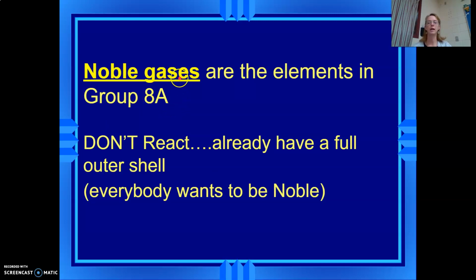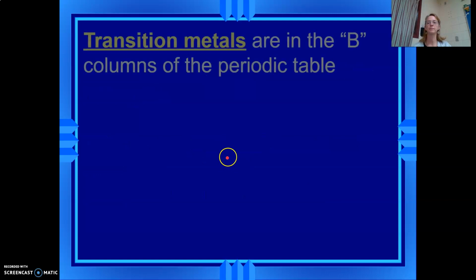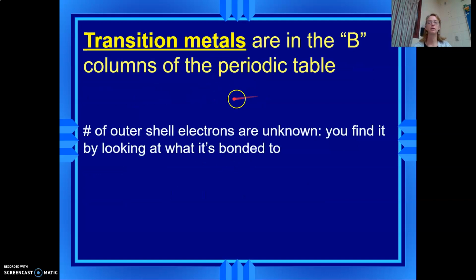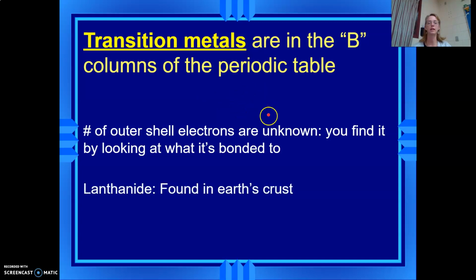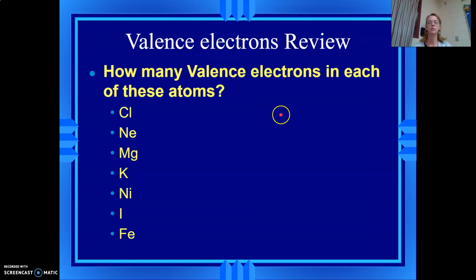They are called noble gases because they are super fancy. They think they're better than everybody else. They think they're nobility, and they don't react with anyone. They already have a full outer shell. So transition metals are that down low part in the middle. They're called transition metals because we never really know how many valence electrons they have. And that will make sense in a little bit, but right now just know that we don't know.